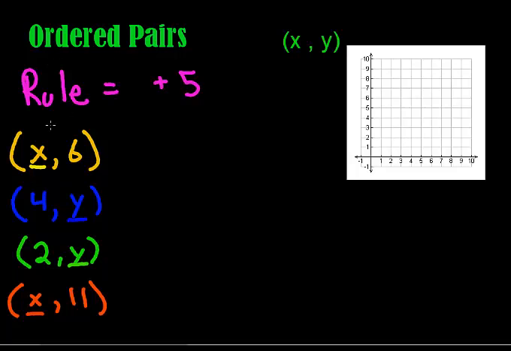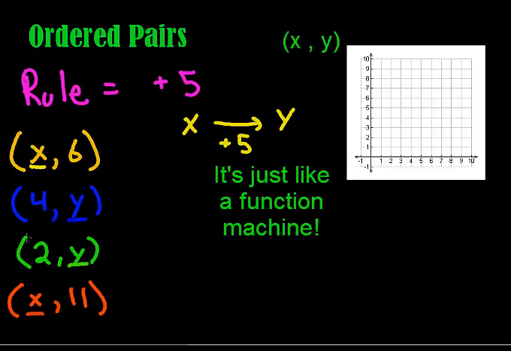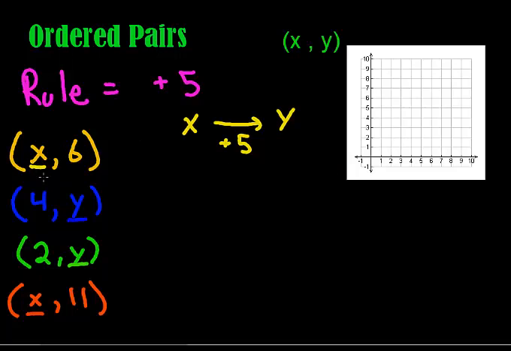So the function rule for these 4 sets is plus 5. So I know to get from my x to my y point, I'm going plus 5. So let's look at these 4 points. I know on my first one here, (x, 6), x is some number, and I know it's plus 5 equals 6, because right there it says my y is 6.